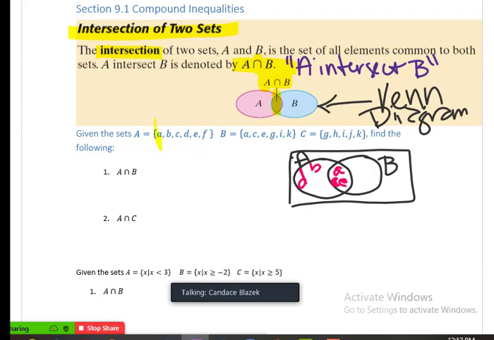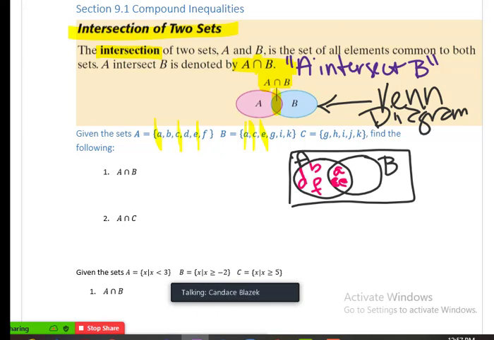We had A was the same, and C was the same, and E was the same, and so they are in the intersection. And then I go to F. F is in A, but F is not in B, so that would go out here. All right, now that takes care of all of the elements that are in A.